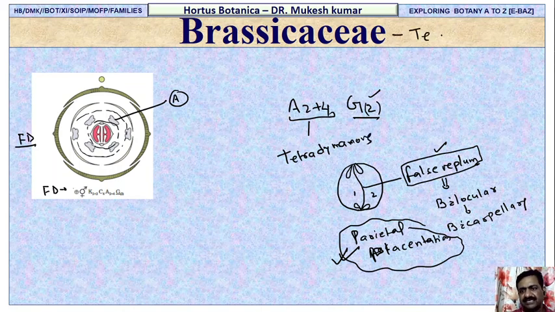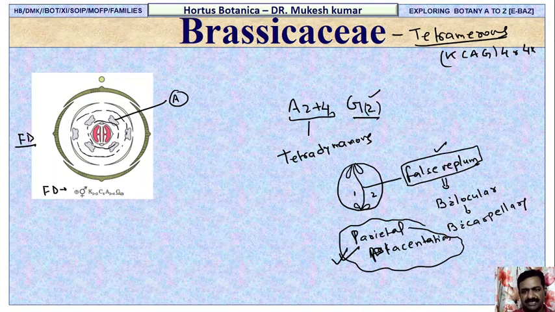Actually, Brassicaceae is tetramerous. Tetramerous means to say all the basic numbers, that is calyx, corolla, androecium, gynoecium, either it will be 4 or they will be multiples of 4. So this is the tetramerous. So see, either there are 4 or 2, 4, 6, 8, that number will be there.